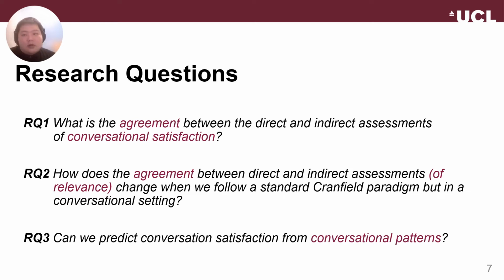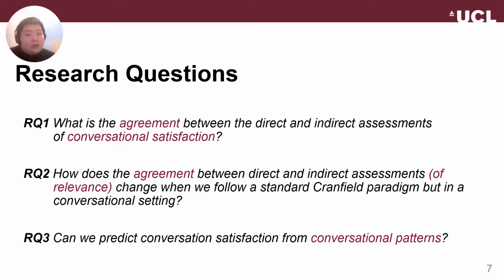In a standard Cranfield, indirect assessments are used to evaluate whether a document is relevant to a given topic. In a conversational setting, we can do the same by assessing the relevance of the returned document at each turn of the conversation. This is fundamental in order to understand if the relevance perceived by the users and the assessors are congruent.